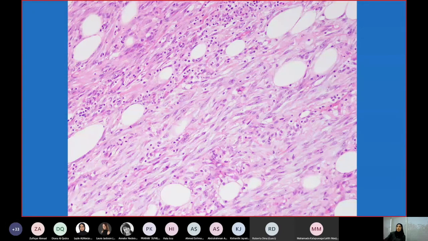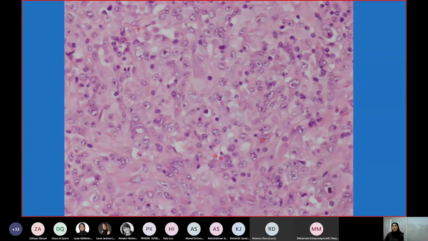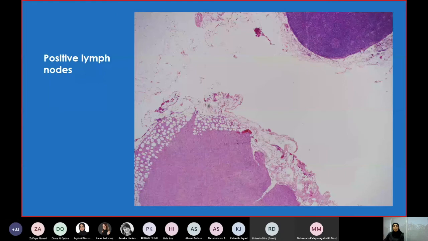And then looking into other areas, you can see that the tumor is getting more epithelioid-like with prominent cherry-like nucleoli and inflammation again scattered in between. So unfortunately, lymph nodes were involved with the spindle cell tumor, with extracapsular extension.